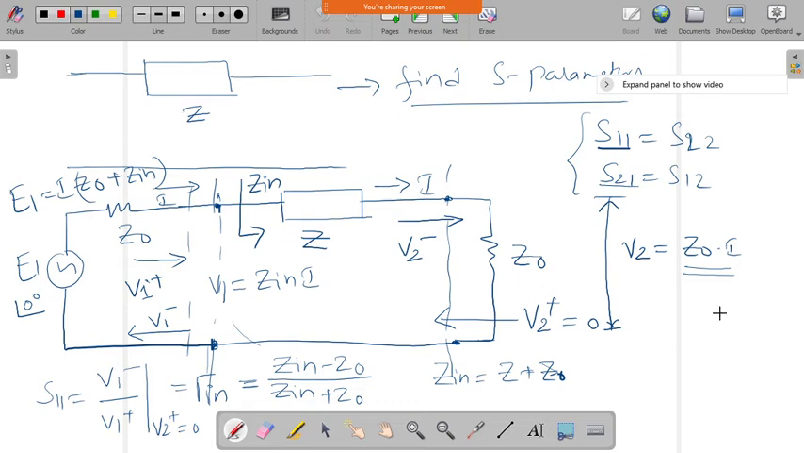You can try with the admittance parameter also, and see how the S parameters for this will come.